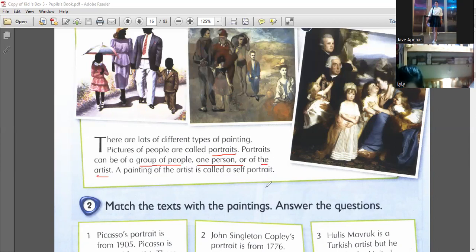Okay. And then a painting of the artist. Okay, a painting of the artist is called self-portrait. Again, what's this? What is it called, the painting of the artist? Painting of the artist is called self. Can you say self-portrait? Again, a painting of the artist is called self. What is it called again?